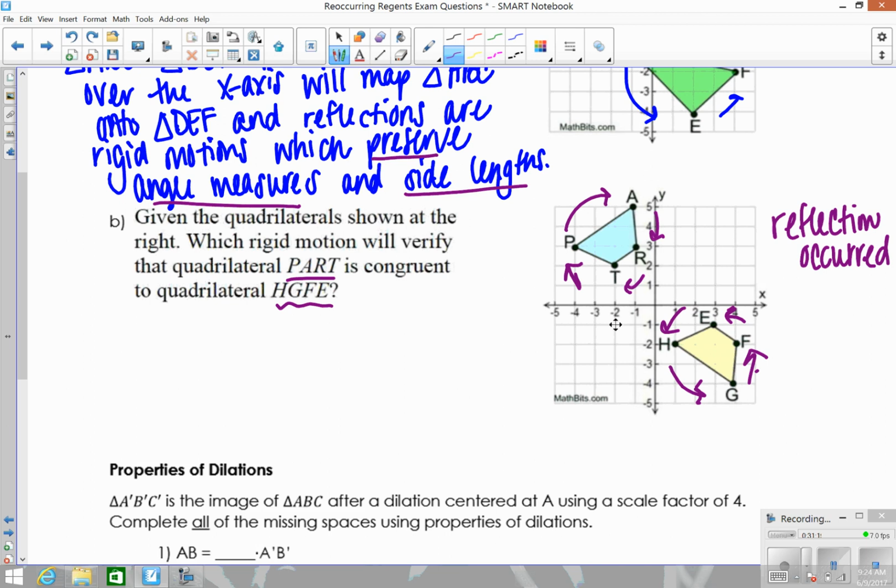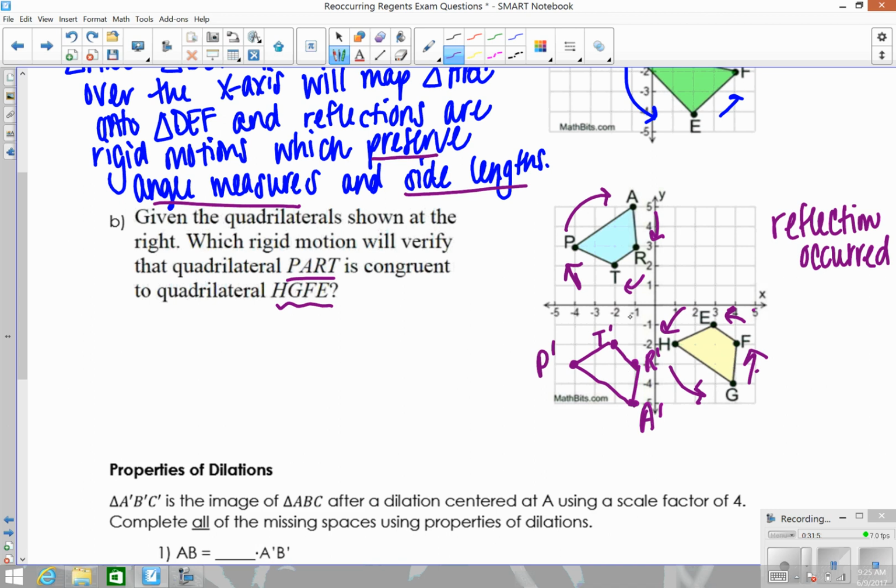So if I go down 2, so there's T prime, R is 1, 2, 3, so 1, 2, 3. And then A is 1, 2, 3, 4, 5. And then 1, 2, 3. So if I did a reflection over the x-axis, see how now it's in the same position?